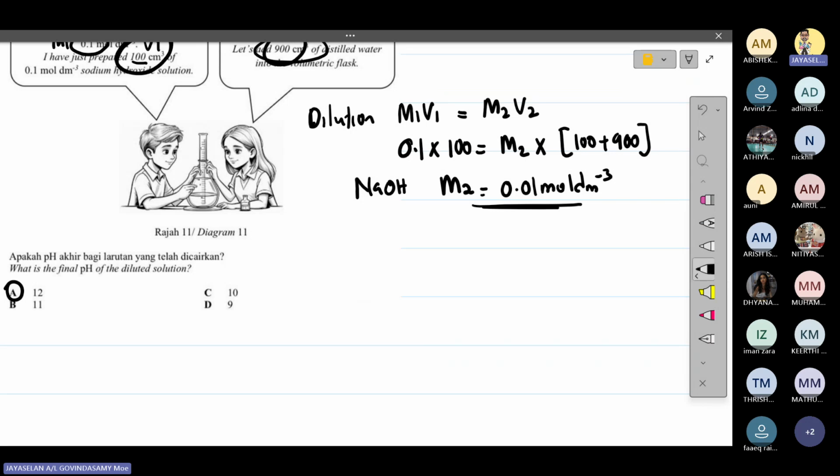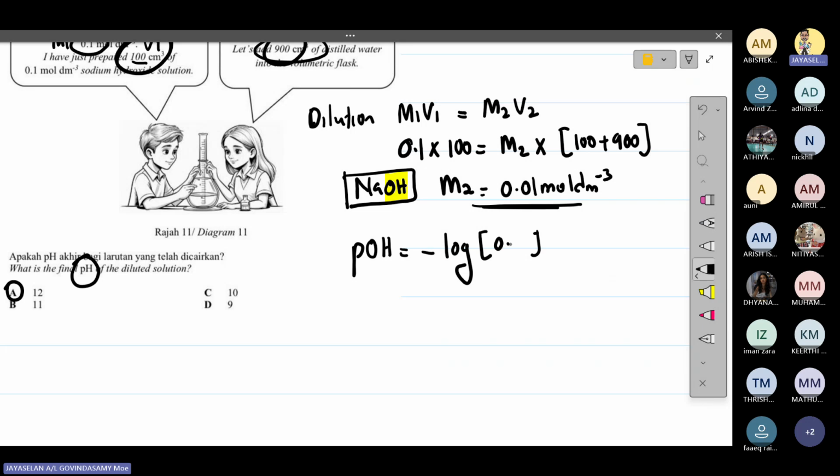Okay, next step, when this is alkaline, don't use the pH formula. So this is alkali, right? You use the formula of pOH. pOH is negative log the concentration of hydroxide ion. Here you look at how many hydroxide ions? One, right? If one, one. If two, two times.